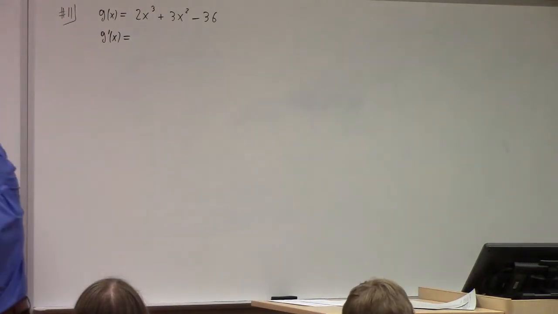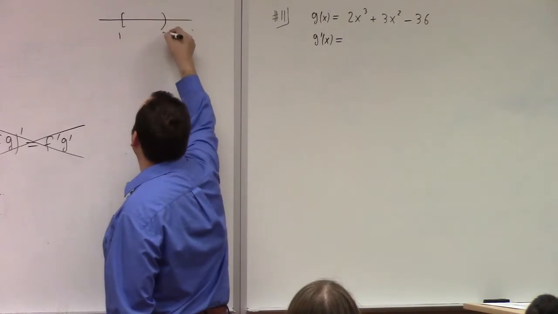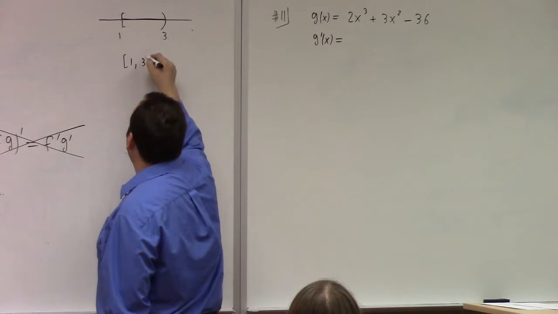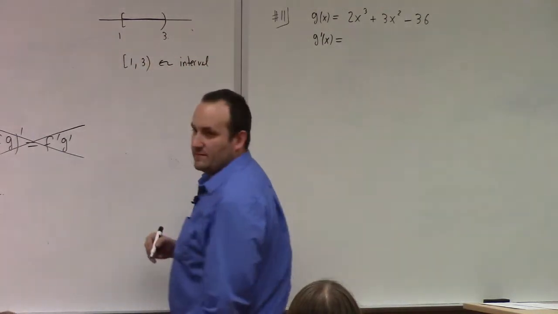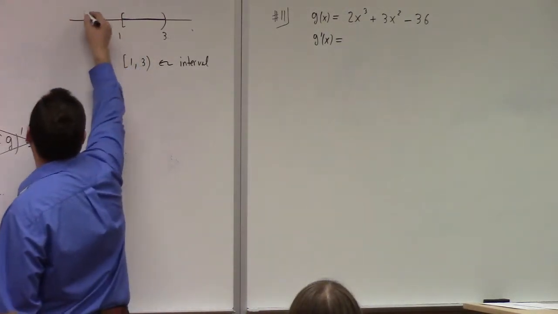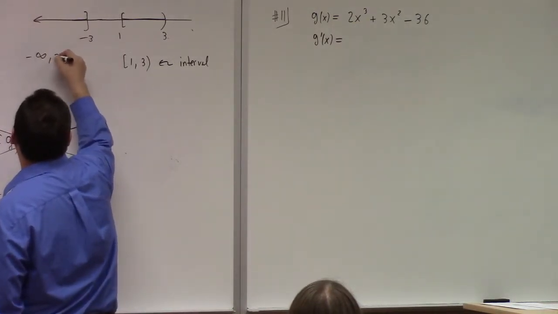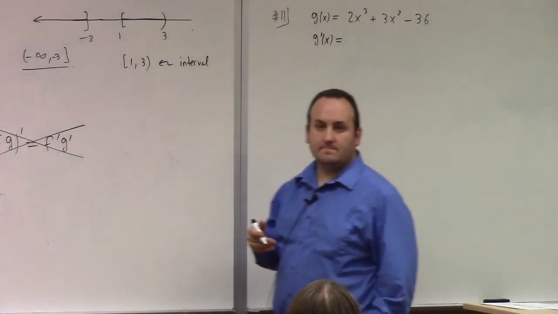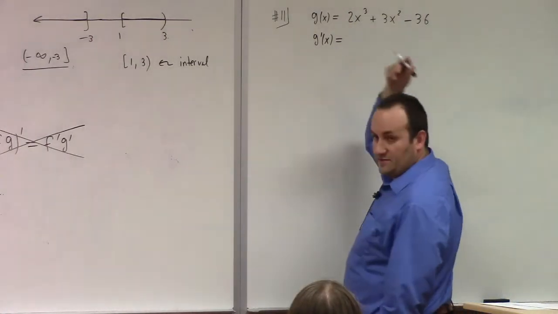Just to illustrate, here's a number line. If this is 1 and this is 3, this is a picture of an interval. This is an interval, right? Or you could have something like minus infinity to 3 included. That's an interval. This is interval notation, right? So I was asking for the intervals.